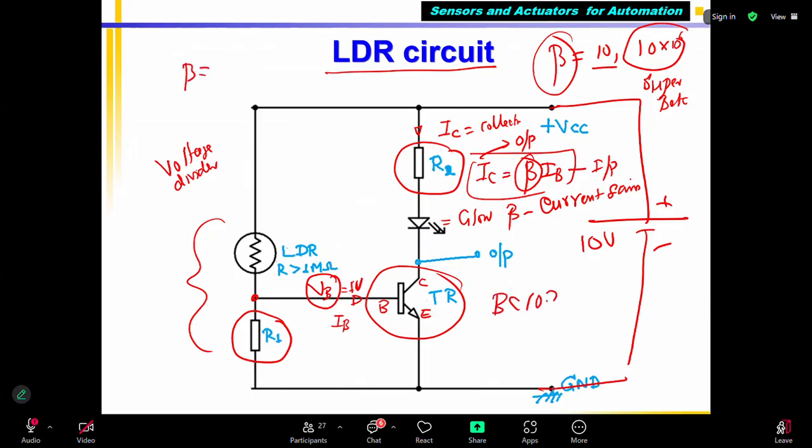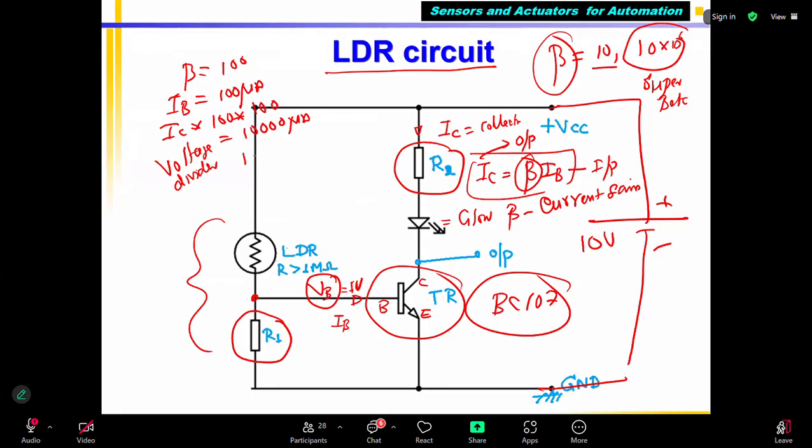Okay, so if, for example, beta equal to 100 for a transistor like BC 107. I'm saying there are 20,000 transistors. I said one transistor; I don't know the exact number, it is for understanding purposes. Beta equal to 100. Correct? I say my IB supplied to the base is, for example, 100 microamps. What is my IC? 100 into 100 is nothing but 10,000 microamps, or I can say 10 milliamps. The current is amplified 100 times. That's why the transistor is called an amplifier.